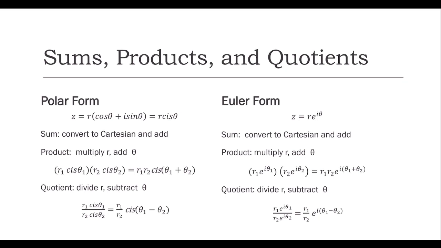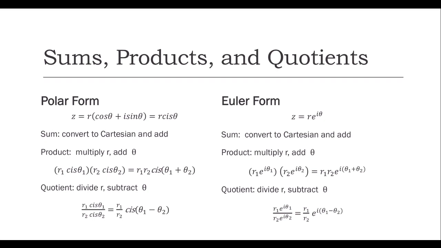So when we're adding, multiplying, or dividing complex numbers, there are different things you need to do to combine them depending on which form you're in. So if you're in polar form or Euler form, to find the sum of two numbers, you need to convert them to Cartesian and then add them, because you can't add them any other way.